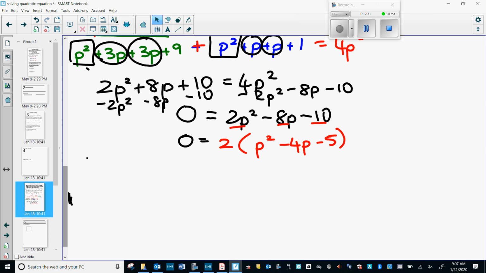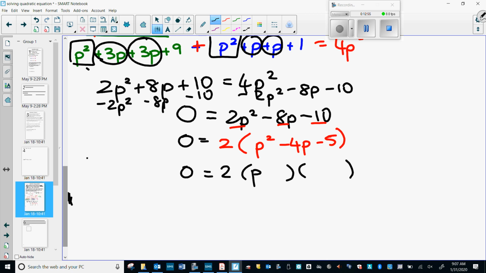Okay? So if possible, always bring a value to the front if you can. That will mean that your factorising is going to be heaps easier later on. Now the 2 has no effect on anything. It just sits there while we're working. So the 2 sits there, and we've got our 2 brackets. So obviously it's p at the beginning, because it's just p's. And we need to find 2 numbers that multiply to give negative 5, and those same numbers have to add to give negative 4. 1 and negative 5.